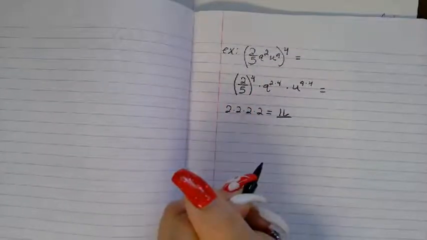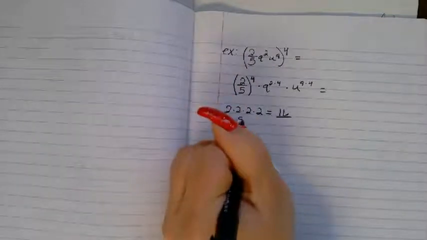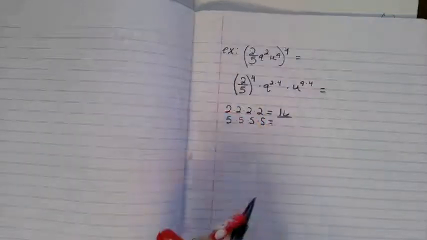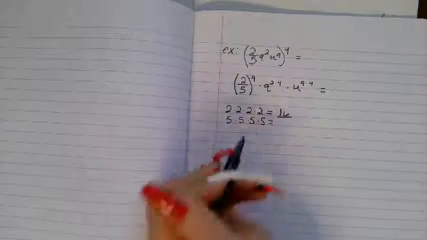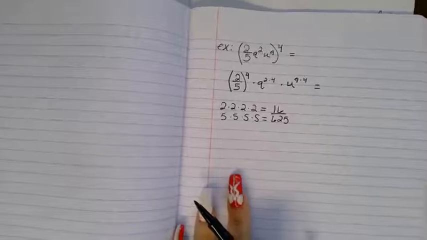Then, if we're going to do the 5, we're going to do that 4 times. And that should have got us 625. If you get something different, let me know. Just make sure I'm doing my math right. So that would be the first part of it.